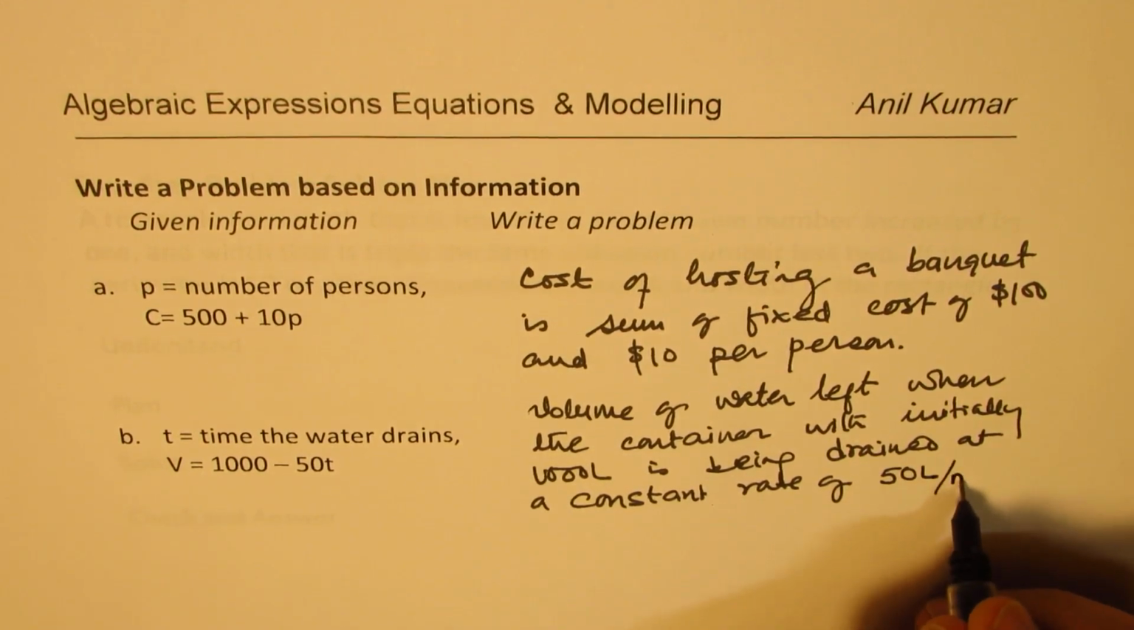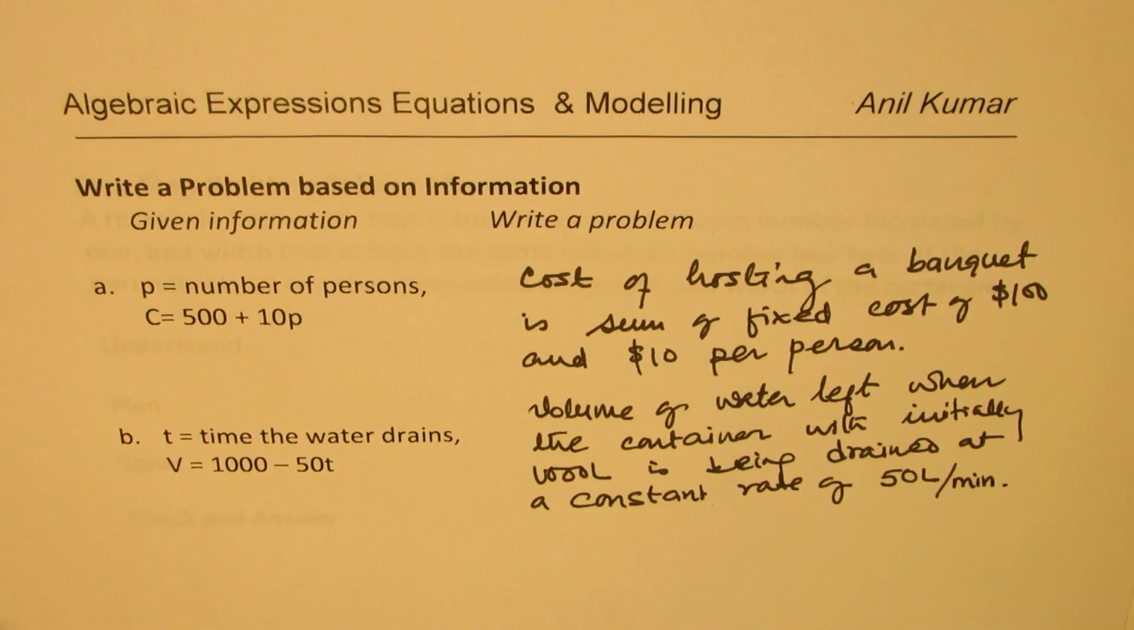50 liters per minute, let us say. Right? So that is how you could create a problem from the given equation. So I hope things are coming together. We began with first defining our variables, then writing expressions and equations, translating those open sentences into equations and expressions. And now, once we have an equation, we could actually get back to the word problems, correct?